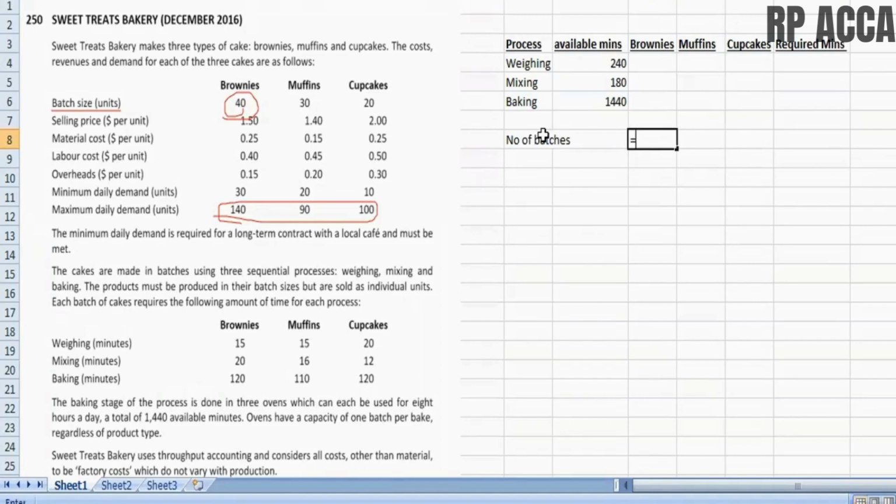For example, if we divide 140 by 40, the answer is 3.5, we will round up and take it as 4 batches. So, 4 batches for brownies, 90 divided by 30, 3 batches for muffins, and 100 divided by 20, which is 5 batches for cupcakes. Now, we need to multiply the number of batches by the minutes required for 1 batch. For example, for brownies, weighing takes 15 minutes for 1 batch. Then for 4 batches, it will be 60. Hope this is clear. Let's do it in a similar manner for the rest as well.